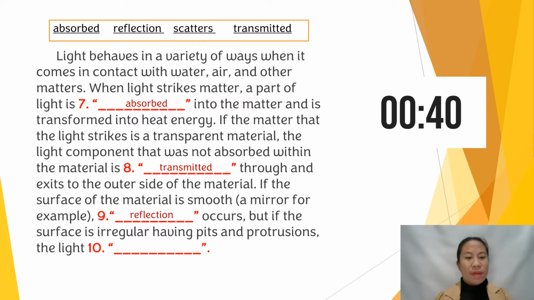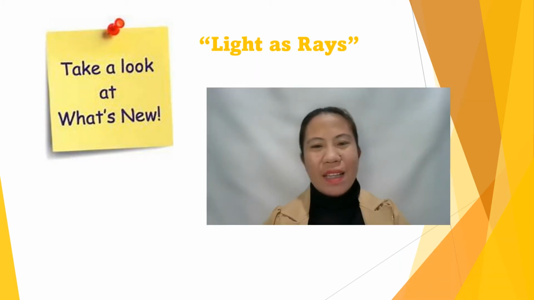If the surface of the material is smooth, a mirror for example, reflection occurs. But if the surface is irregular, having pits and protrusions, the light scatters. So, did you get a perfect score? Okay, it's all right. Let us try to look at the next demonstration for us to learn something new about light rays.